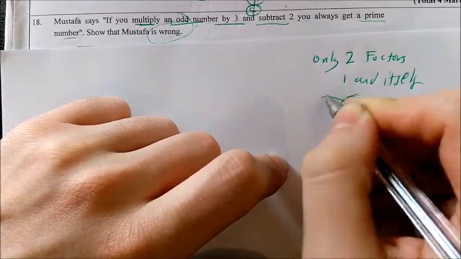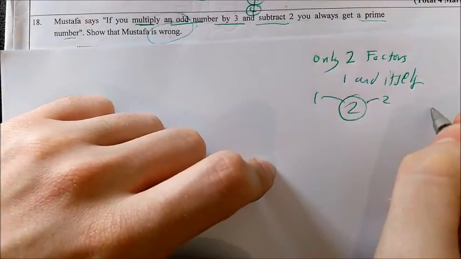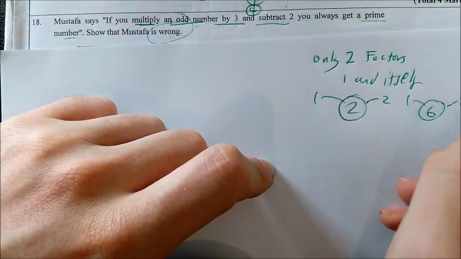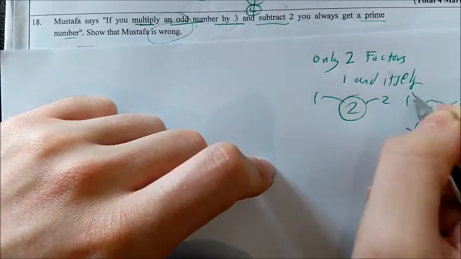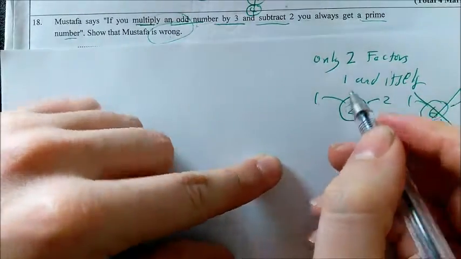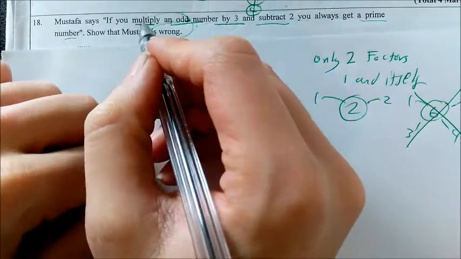So 2 is one because it's got 2. 6 isn't one because it's got 1, 2, 3, 4 factors. So 6 isn't one, 2 is. The next thing to note is what it is actually asking us to do.